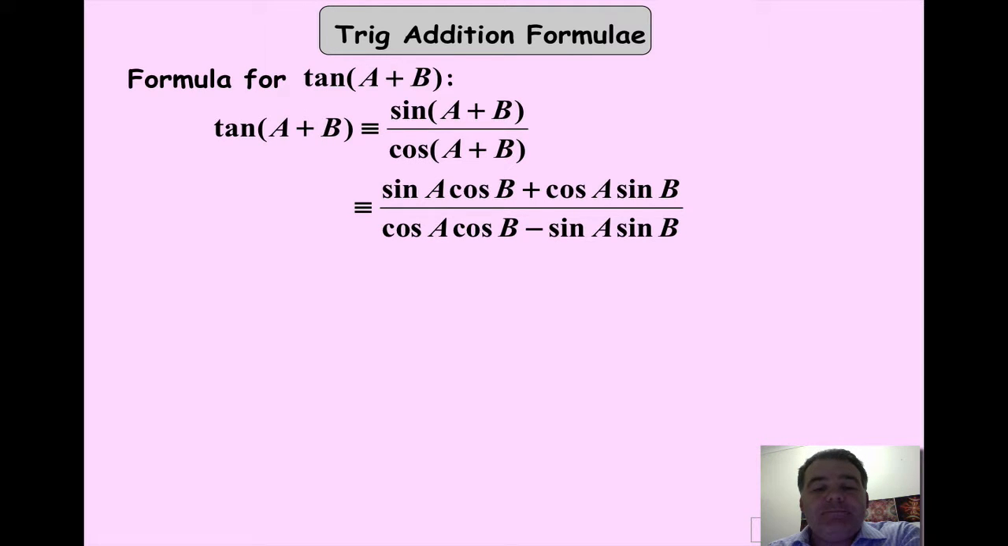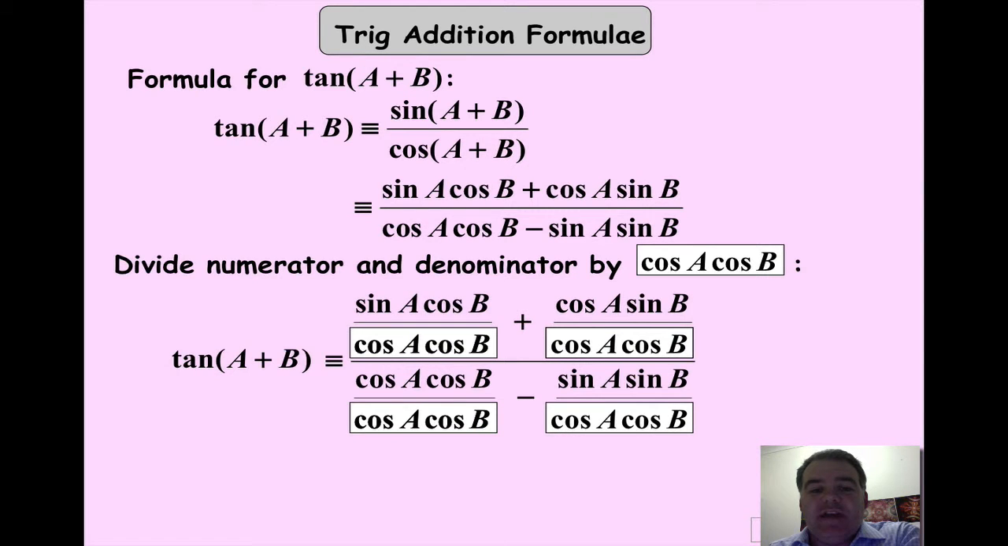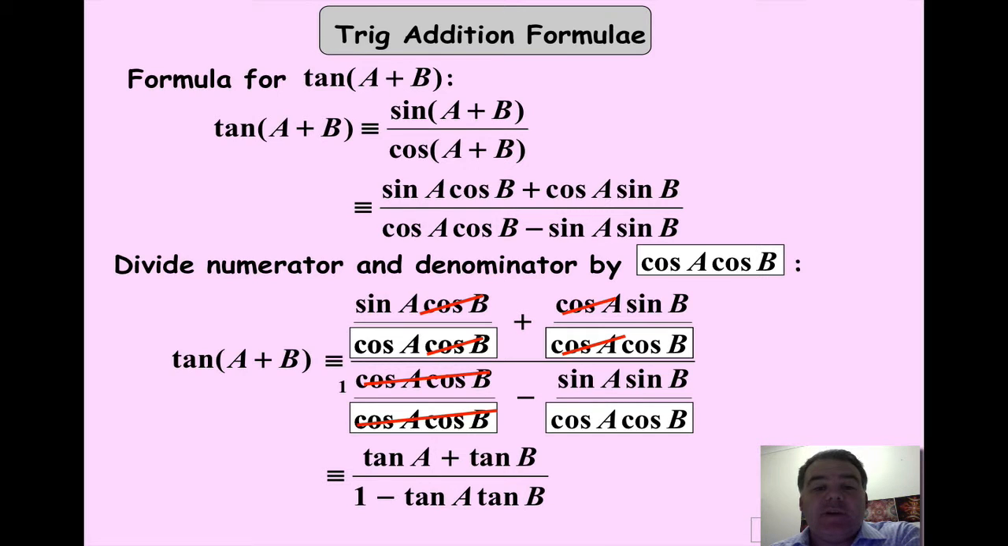Tan of A plus B is sine of A plus B over cos of A plus B. This is a really nasty step here, dividing everything by cos A cos B. Bit of cancelling, and we get tan A plus tan B on the top line over 1 minus tan A tan B. If you want to pause it there, there's the proof for tan A plus B. Once again, you do not need to know this.